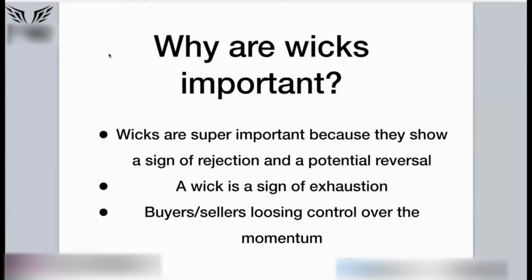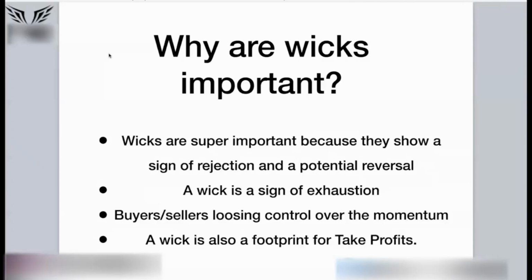So there's momentum being lost, meaning that we can enter based on momentum loss. So we will have a shorter stop loss, we will have more rejection, and we will have more confluences that a trade will go in our direction. A wick is also a footprint for take profits, and I will teach you guys that also and show you now with chart examples, so don't worry about that.